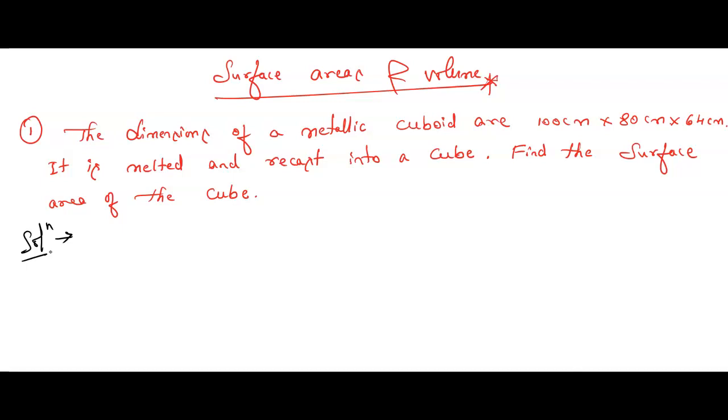Let's begin. As you can see here, the question is: the dimensions of a metallic cuboid are 100 cm into 80 cm into 64 cm. It is melted and recast into a cube. Find the surface area of the cube. Here they have given the dimensions of a cuboid. So first let me write the data of the cuboid. What is the data they have given? Length into breadth into height is 100 cm into 80 cm into 64 cm. Correct? That is L into B into H. The cuboid dimensions they have given as L into B into H, that is 100 into 80 into 64.